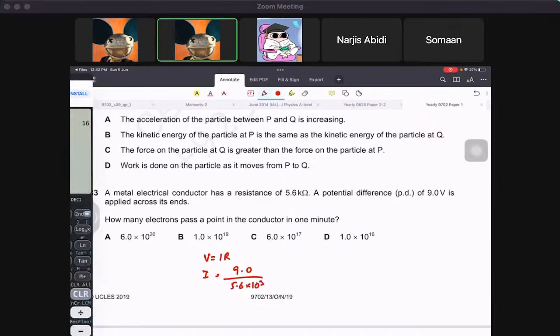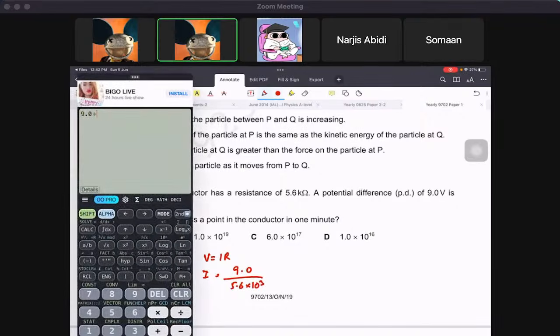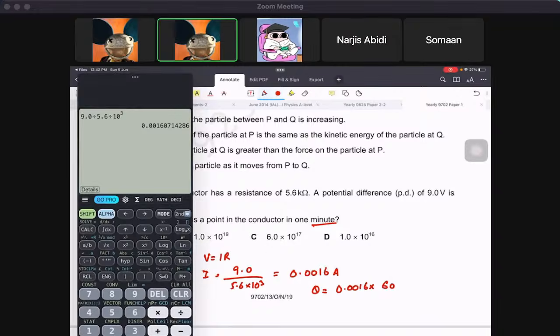So 9.0 divided by 5.6 times 10 raised to power 3. That gives me about 0.0016 ampere, which is basically the current. It's 1 minute, right? So 0.0016 times 60 seconds times 60. So the charge would be 0.096 coulombs.